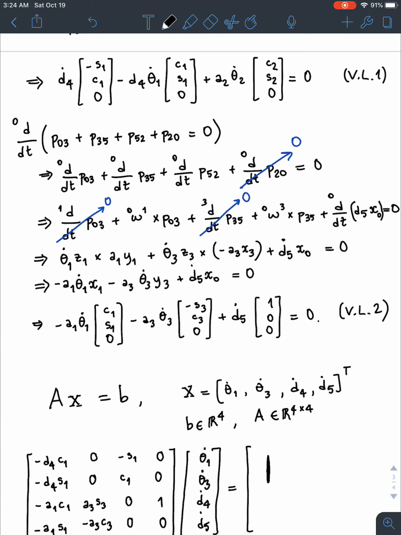Okay, so if I take that first row to the right hand side, what I get is a negative a2 cosine theta 2 dot. Now I'm looking at the second row here, and I'm putting it on the right hand side, and a negative is going to appear. That's going to be a negative a2 sine theta 2 dot.